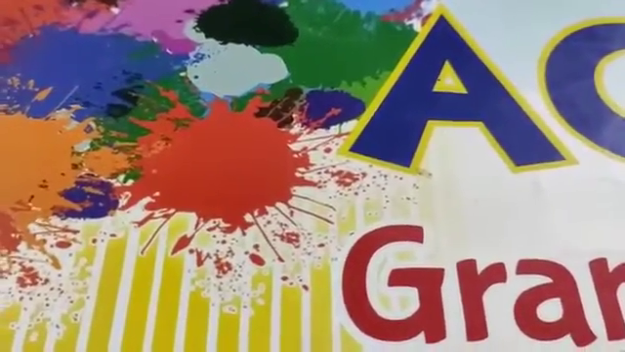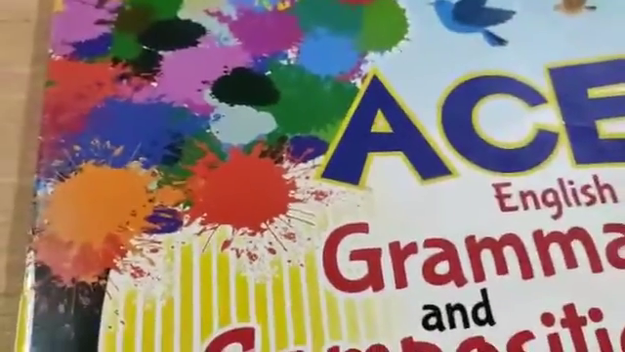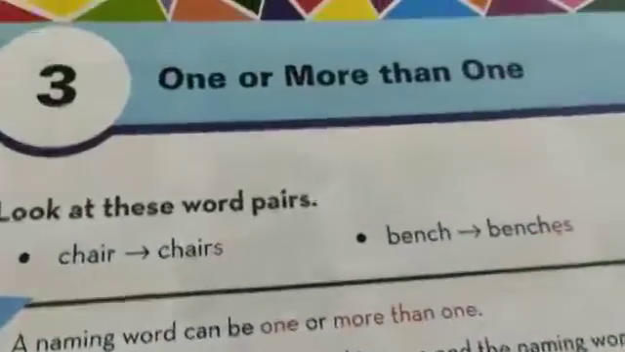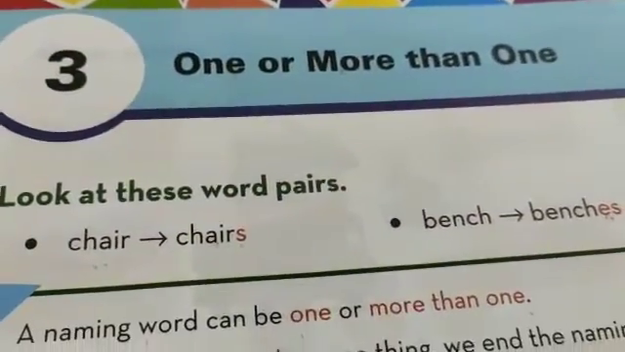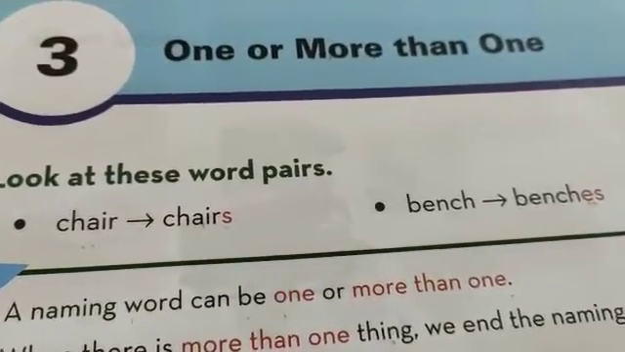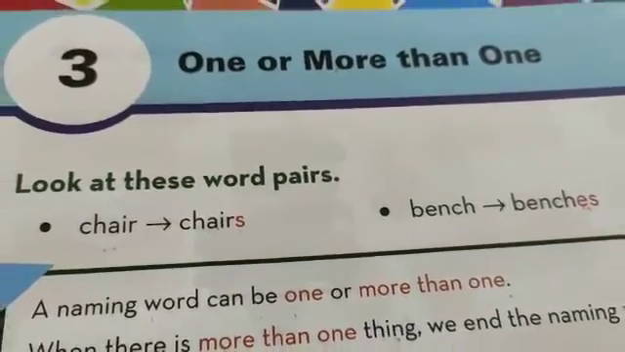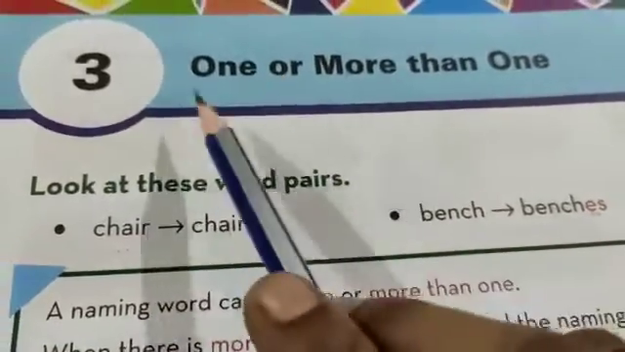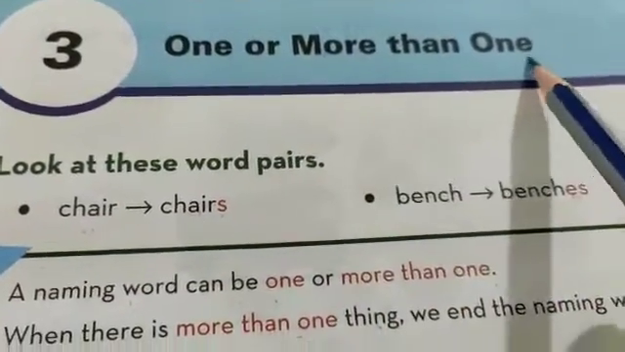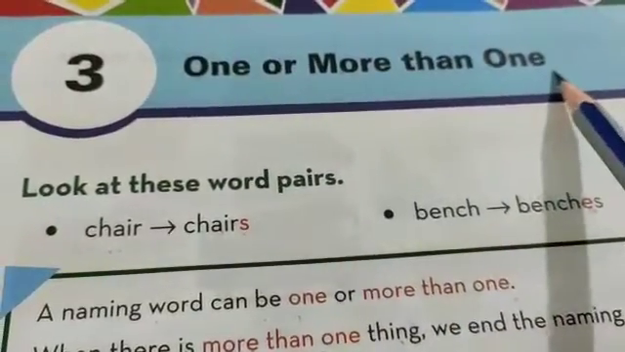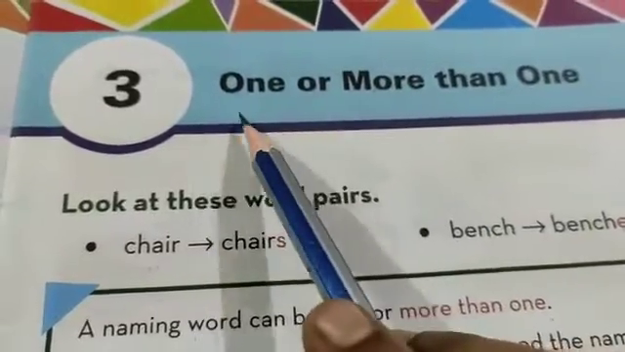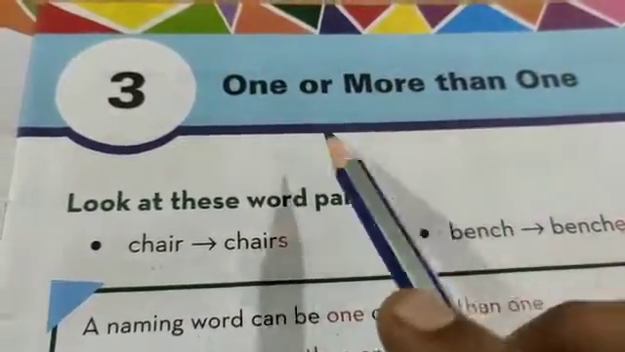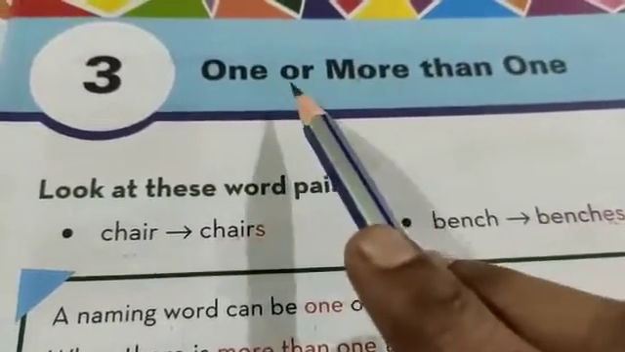So children, I want all of you to open your grammar textbook to page number 11. Okay, I hope you all are ready. Keep the finger on the book and repeat after me, okay? Lesson number 3, one or more than one. More than one is also called as many or plurals, and one is called as singular. That means this lesson is about singular and plural.